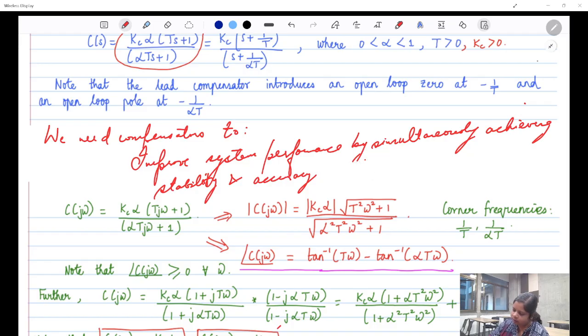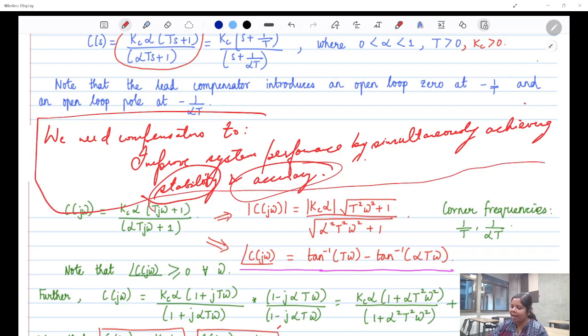All right, so this is the reason. The main thing is stability and accuracy. We want to have more noise attenuation. At the same time, we want the system to be stable. It should not become unstable. We want to have less steady state error, right? So for all of these reasons, we need compensators.